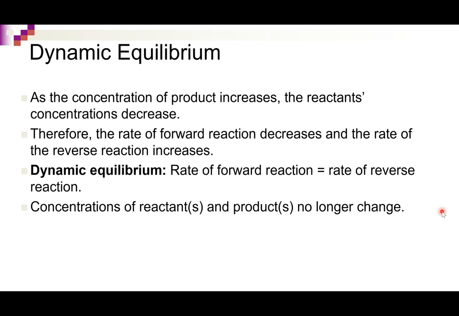Just a little bit more about dynamic equilibrium. As the concentration of product increases, the concentration of reactants decreases. So that's going to be kind of initially. The forward reaction decreases, the reverse reaction increases. That was the second graph that we saw. Once dynamic equilibrium is reached, the rate of the forward reaction equals the rate of the reverse reaction. Okay, so the concentration of reactants and products, again, no longer change.